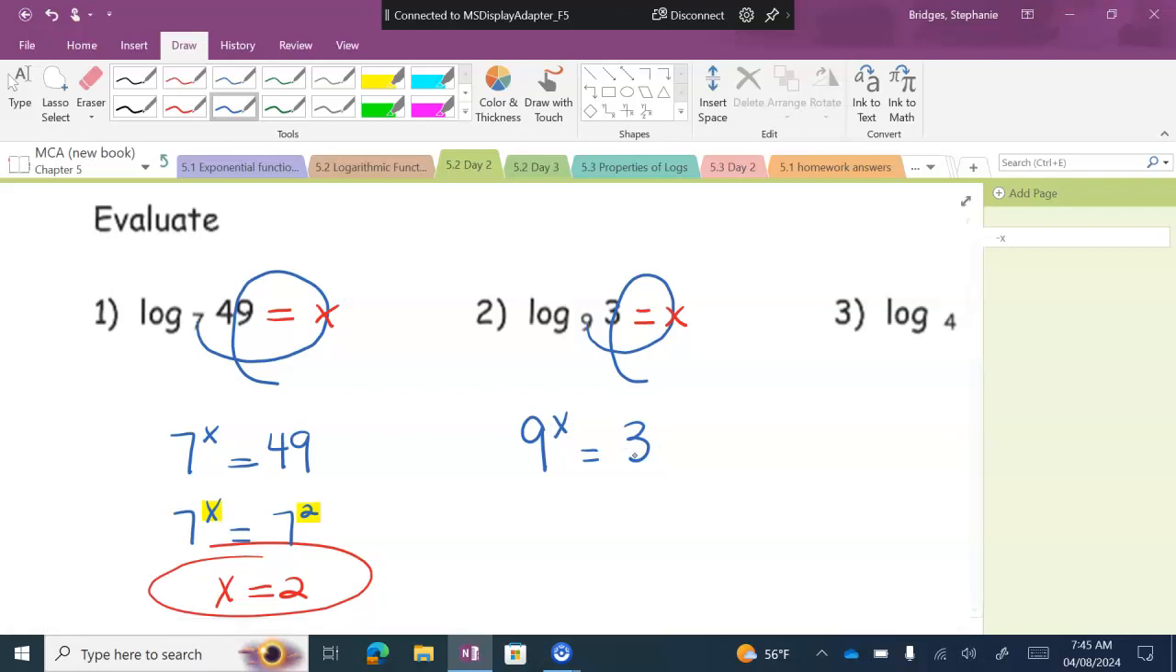So the goal, again, is to get the same base on both sides. Which one should I rewrite, the 9 or the 3? Sometimes you'll have to rewrite both of them, but a lot of the times you'll only have to rewrite one. What is 9 as a power of 3? 3 to the second power. Okay, so what I did was I rewrote the 9, but I keep that x the same.